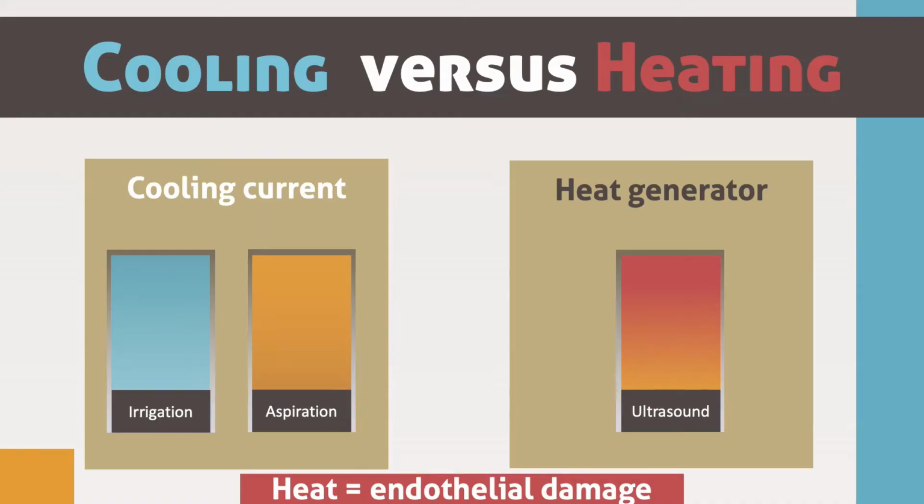This is a very important slide. We have to know that the temperature inside the anterior chamber and at the phaco wound is very important. If the temperature is high in the anterior chamber, it will cause endothelial damage, and if it is high at the wound, it will result in wound burn.